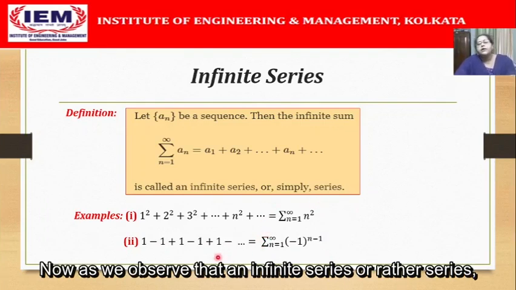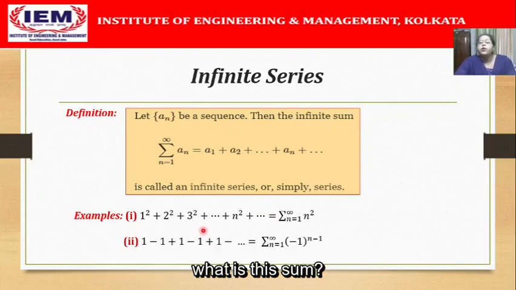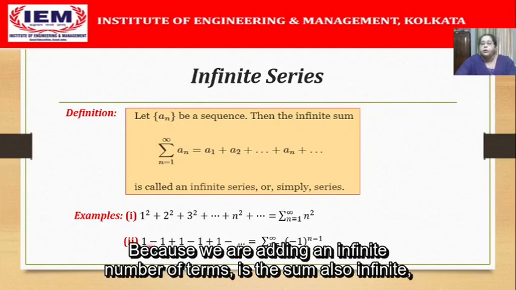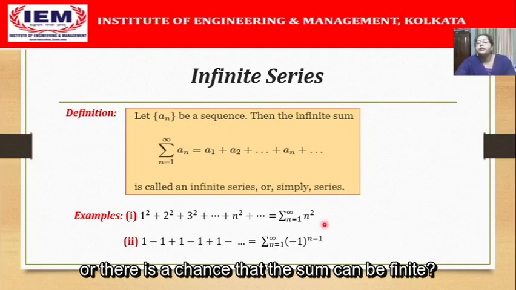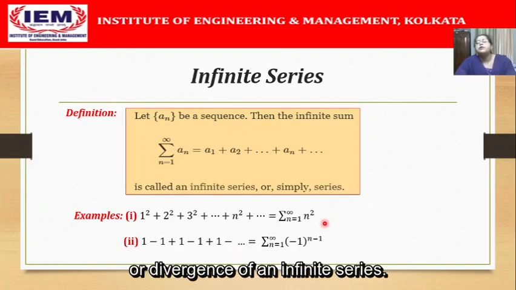Now, as we observe, an infinite series is a sum of infinite number of terms, so the natural question which comes to our mind is, what is this sum? Because we are adding an infinite number of terms, is the sum also infinite, or is there a chance that the sum can be finite? All these questions can be answered with the concept of convergence or divergence of an infinite series.